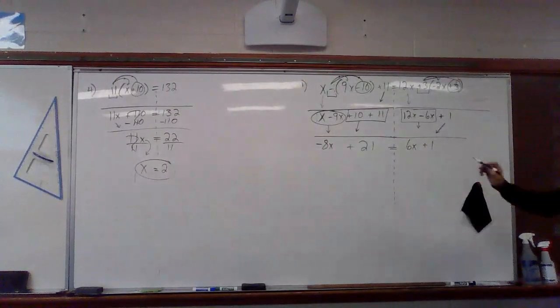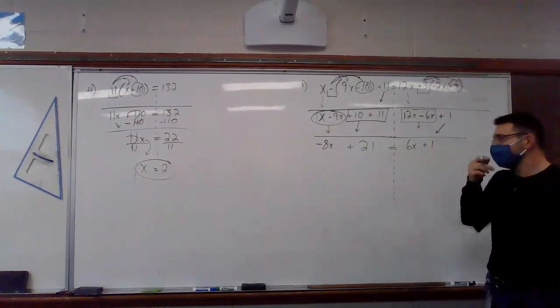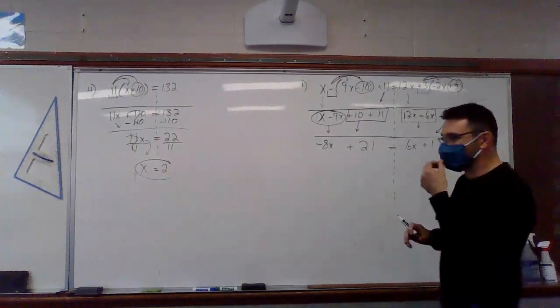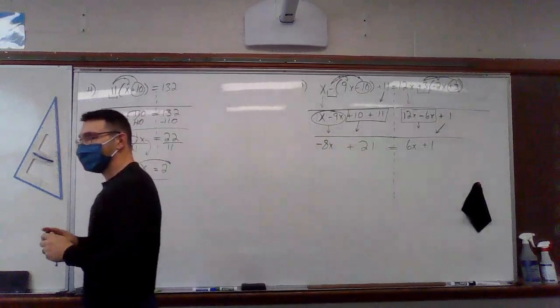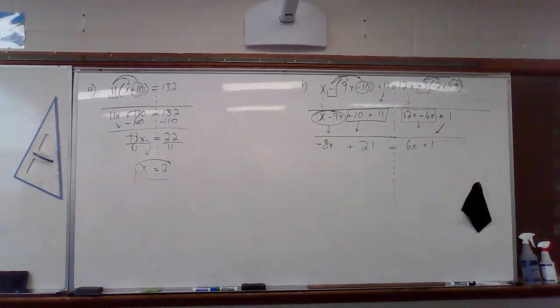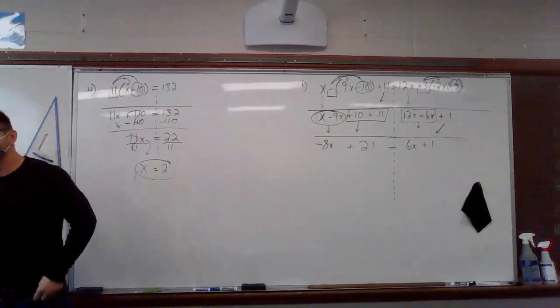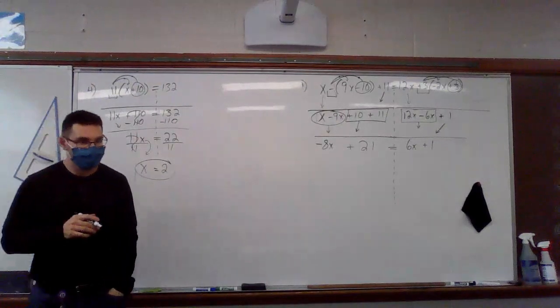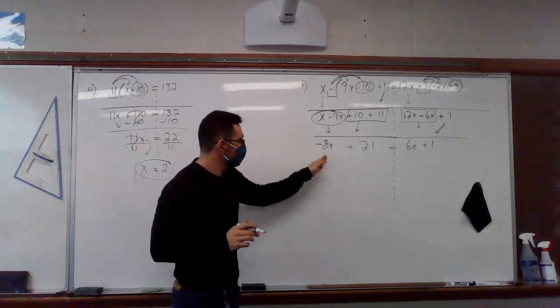So now I have an equation that reads negative 8x plus 21 equals 6x plus 1. Okay, so we've done steps 1, 2, and 3. We're on step 4. Step 4 says combine variables on opposite sides using inverses of addition and subtraction. What are my variables on opposite sides? Do I have variables on both sides? Cody? Negative 8x and 6x.